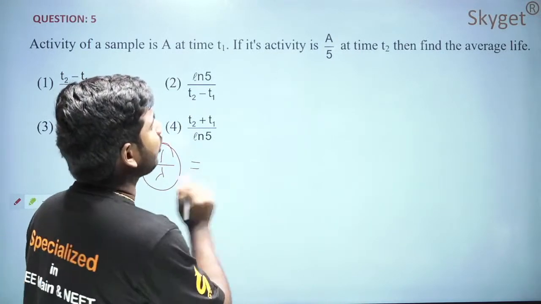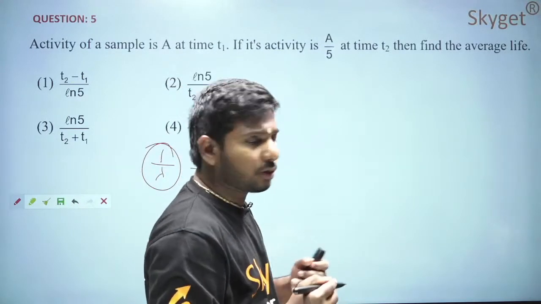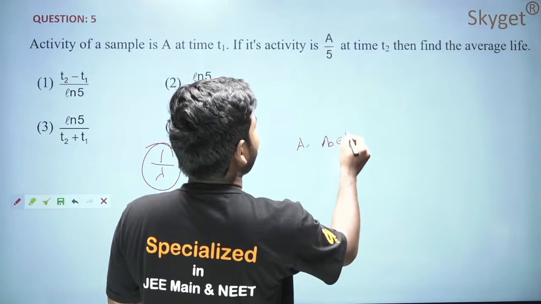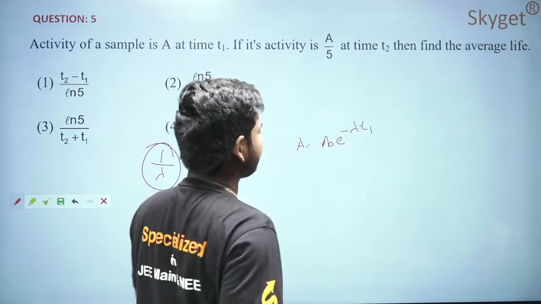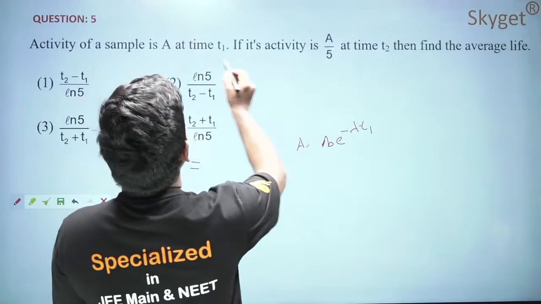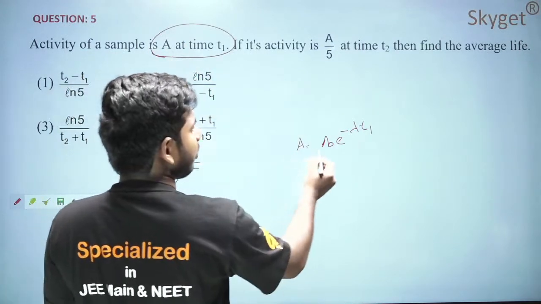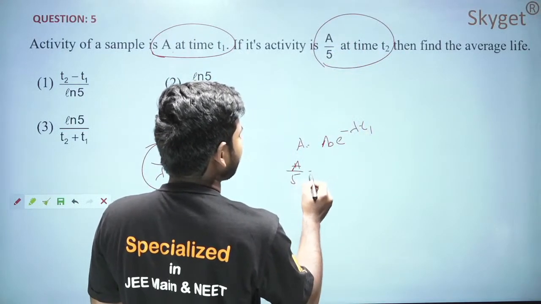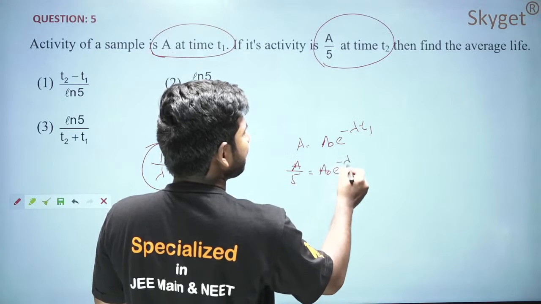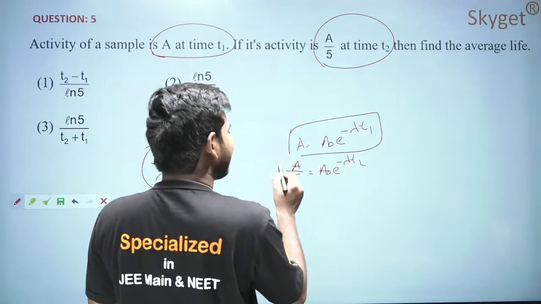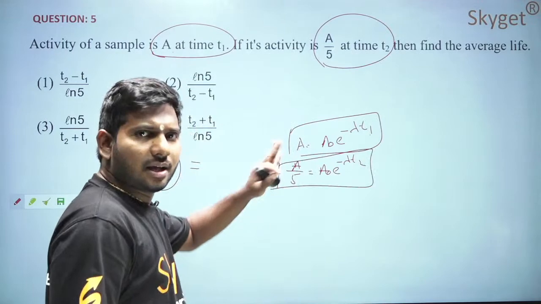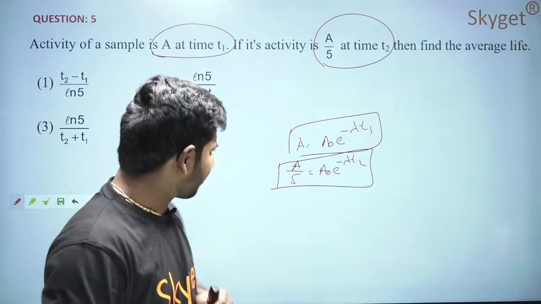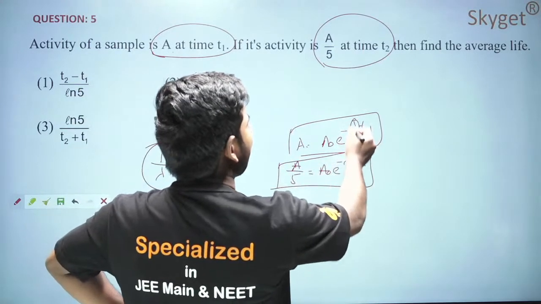We know the activity or number of nuclei formula: A is equal to A naught e power minus lambda T1. So this A is given at T1. At T2 it is A by 5, so I can write A by 5 is equal to A naught e power minus lambda T2. If you know how to write the activity formula or number of nuclei formula, your answer is absolutely in front of you. I am trying to get 1 by lambda here.